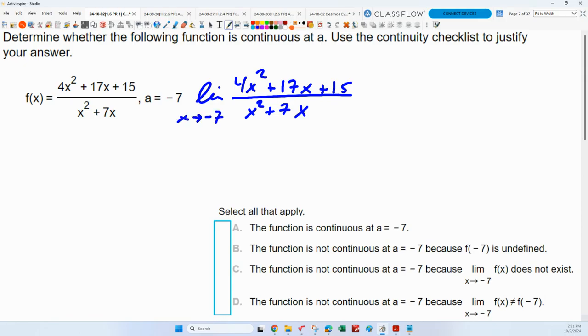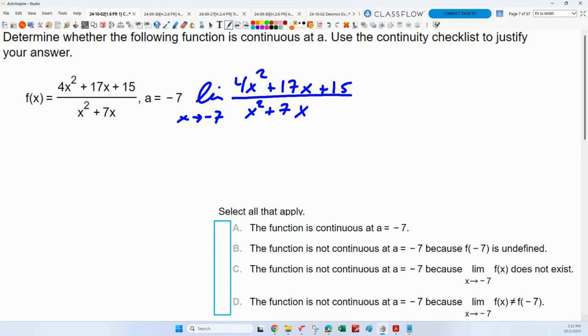If I try to evaluate this directly, what do I get? Because I should just try. If I try it and I get 0 on the bottom and a number on the top, we're done, right? Then we know this is a vertical asymptote and we don't really have to go any further. Okay, but that's not what happens, is it?